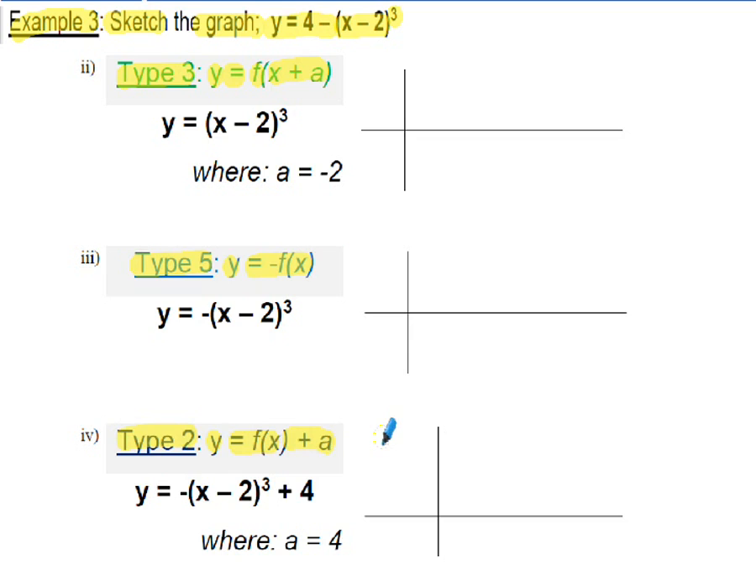I'd encourage you to stop the presentation now and try and attempt these 3 types of transformations shown on the slide to develop the curve y is equal to 4 minus (x minus 2) all cubed.